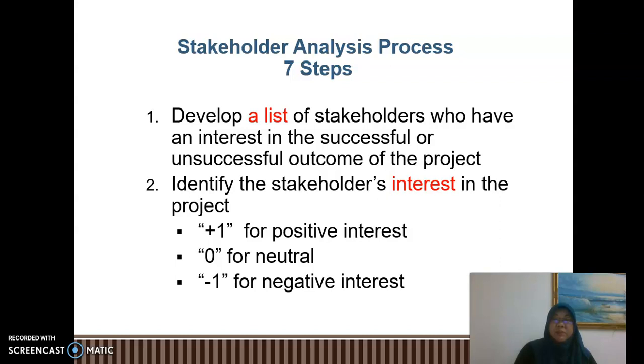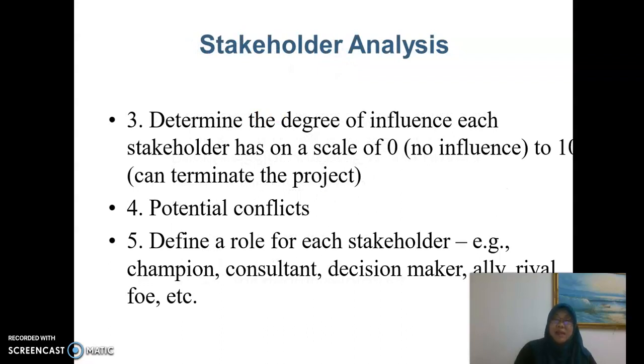Therefore, we can put +1 for positive interest, 0 for neutral, and -1 for negative interest. The third step is to determine the degree of influence each stakeholder has on a scale of 0, which mean no influence, to 10, which can influence and can terminate the project. Step 4 is to identify the potential conflicts of the stakeholders.